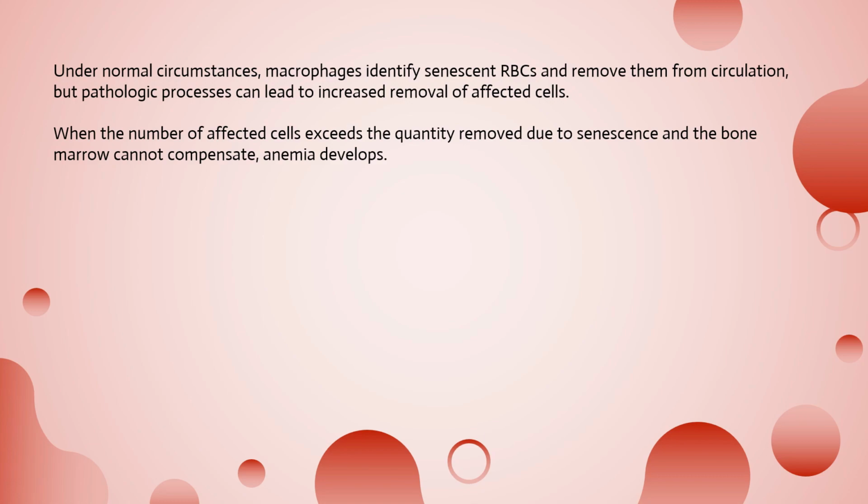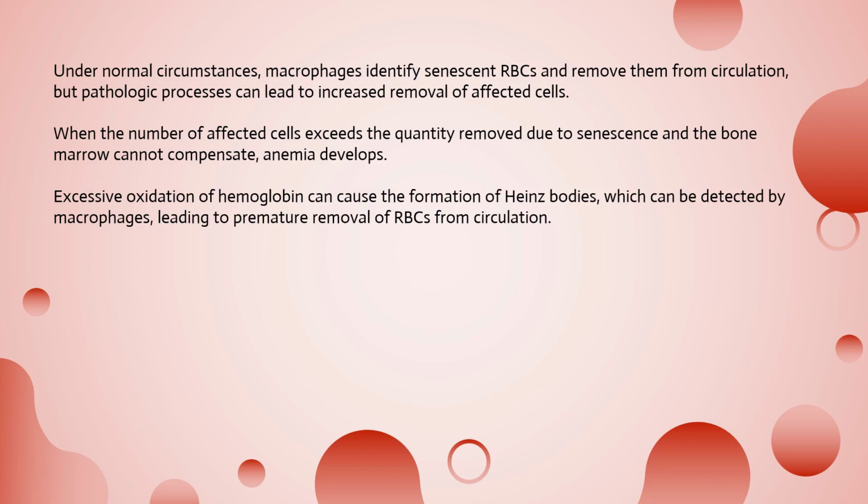When the number of affected cells exceeds the quantity removed due to senescence and the bone marrow cannot compensate, anemia develops. Excessive oxidation of hemoglobin can cause the formation of Heinz bodies, which can be detected by macrophages, leading to premature removal of RBCs from circulation.